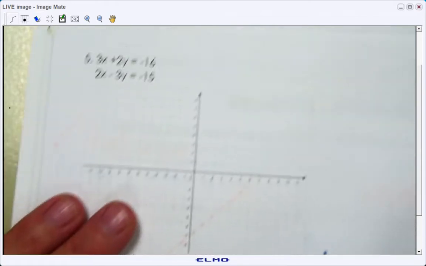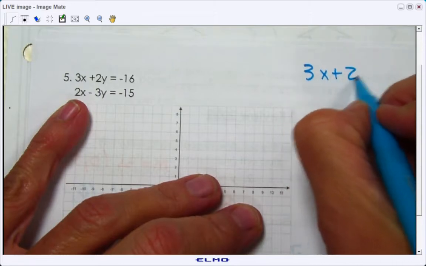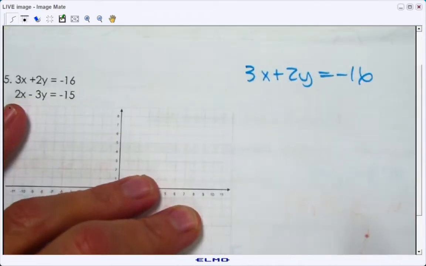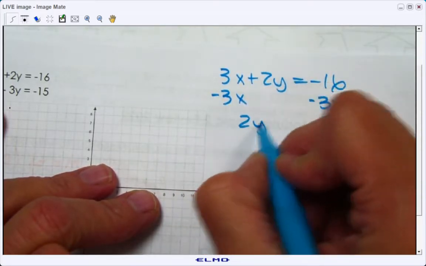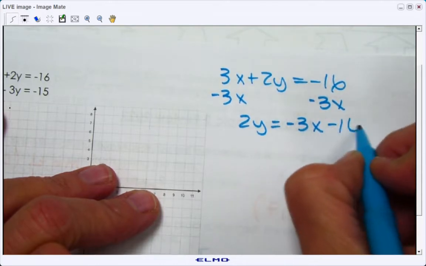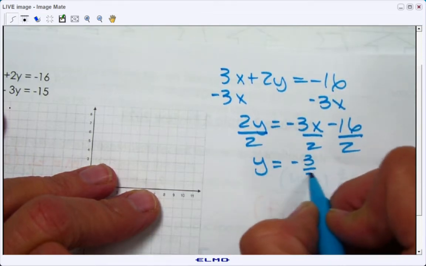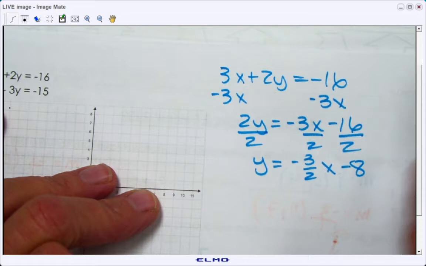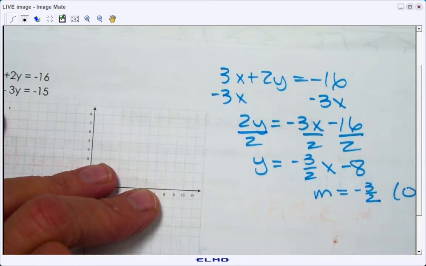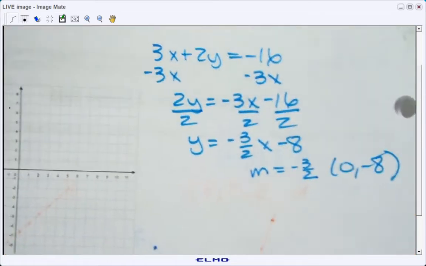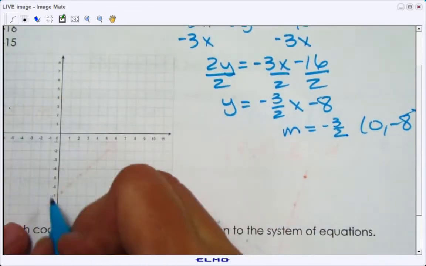Okay. Again, we have to solve. Not a big deal. So I have 3x plus 2y equals negative 16. So I subtract 3x from both sides. I get 2y equals negative 3x minus 16. Divide by 2. Y equals negative 3 halves x minus 8. So my slope here is negative 3 over 2. My y-intercept is negative 8. Oops, sorry, you can't see that. Okay, so we're going to go to negative 8.